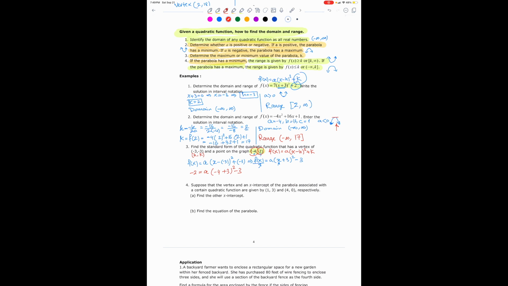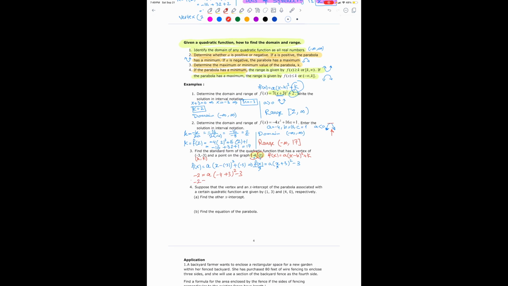And I'm going to simplify this. So -2 equals a times (-4 + 3), which is -1, all squared, minus 3. I'm following PEMDAS here. The left-hand side will remain -2 equals a times (-1) squared, which is a, minus 3. Now we're going to solve this equation. We're going to add 3 to both sides of the equation, so we'll end up with a equals +1.